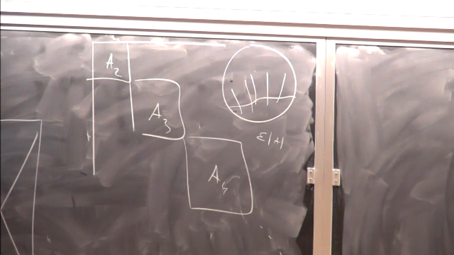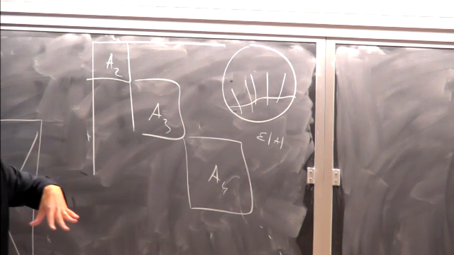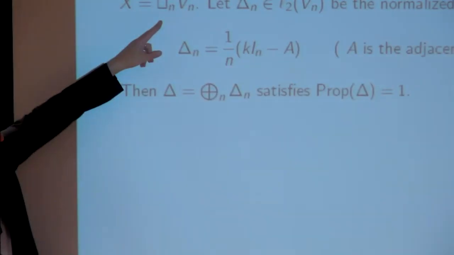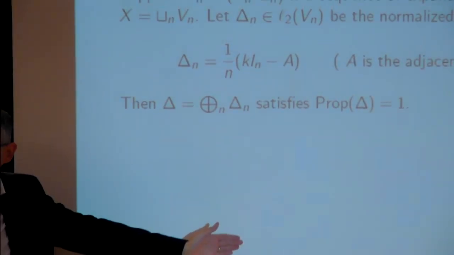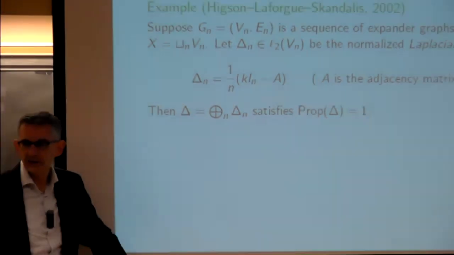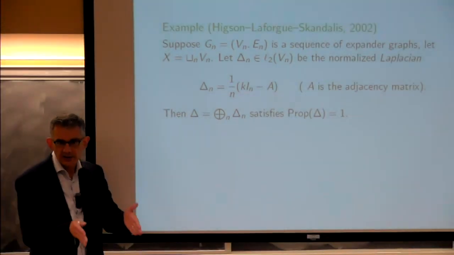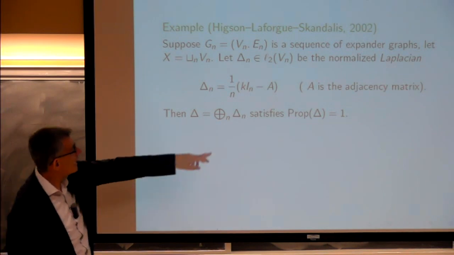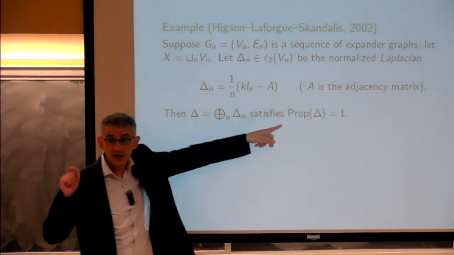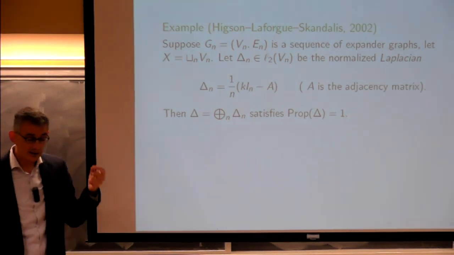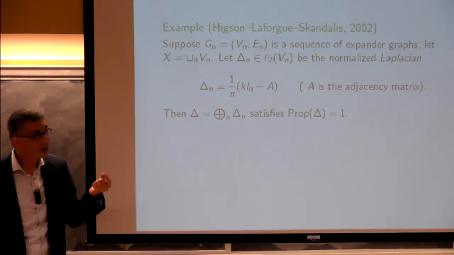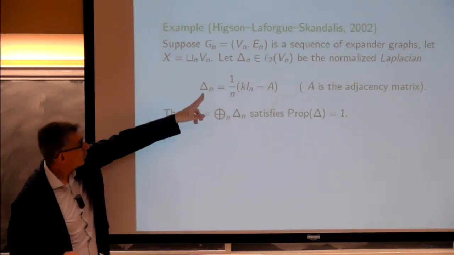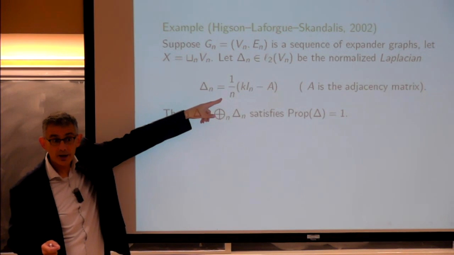Now, if you have a sequence of such graphs, then you just build this metric space X from the Vns. Just put different Vns to be at infinite distance, and at each Vn just take the graph distance, and look at the normalized Laplacian. So A is the adjacency matrix. Now note, the adjacency matrix for a graph has propagation 1. And this is just the identity, so it has propagation 0. So all of these operators have propagation 1.